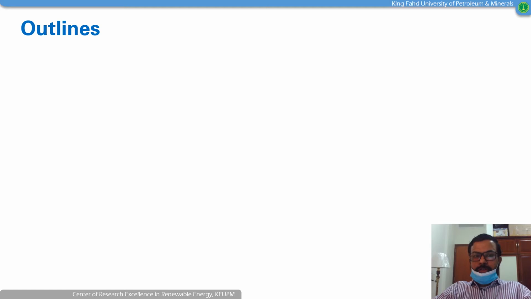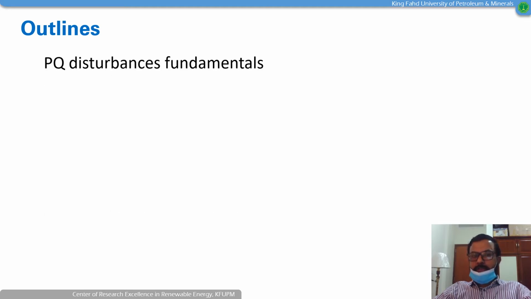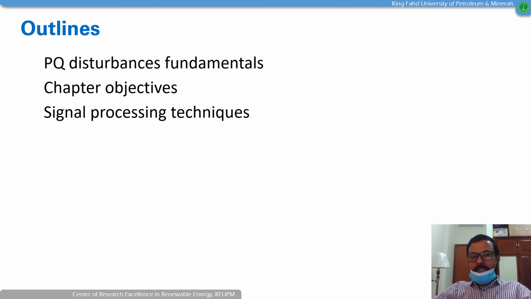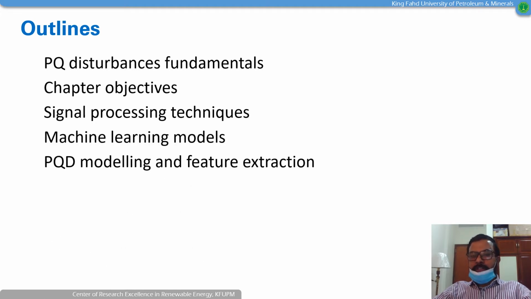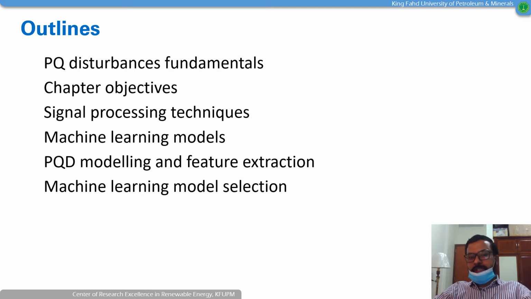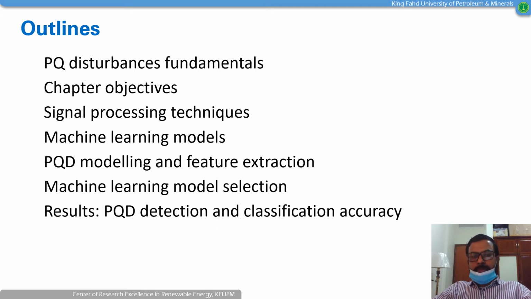Now let us go quickly over the outline of this video. At the beginning, we will be discussing power quality disturbances fundamentals, followed by the objectives of this chapter. Then we will briefly introduce signal processing techniques and machine learning models. Then we will be covering feature extraction and machine learning model selection processes. Then we will be presenting the results on power quality disturbances detection and classification. Finally, we will be putting our concluding remarks on this video.